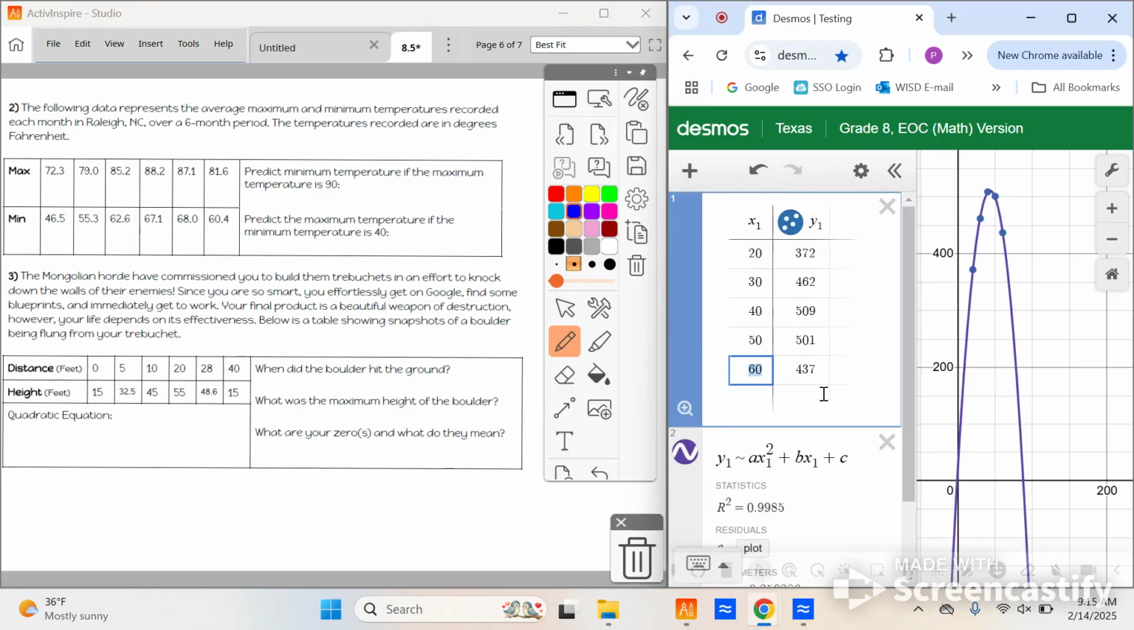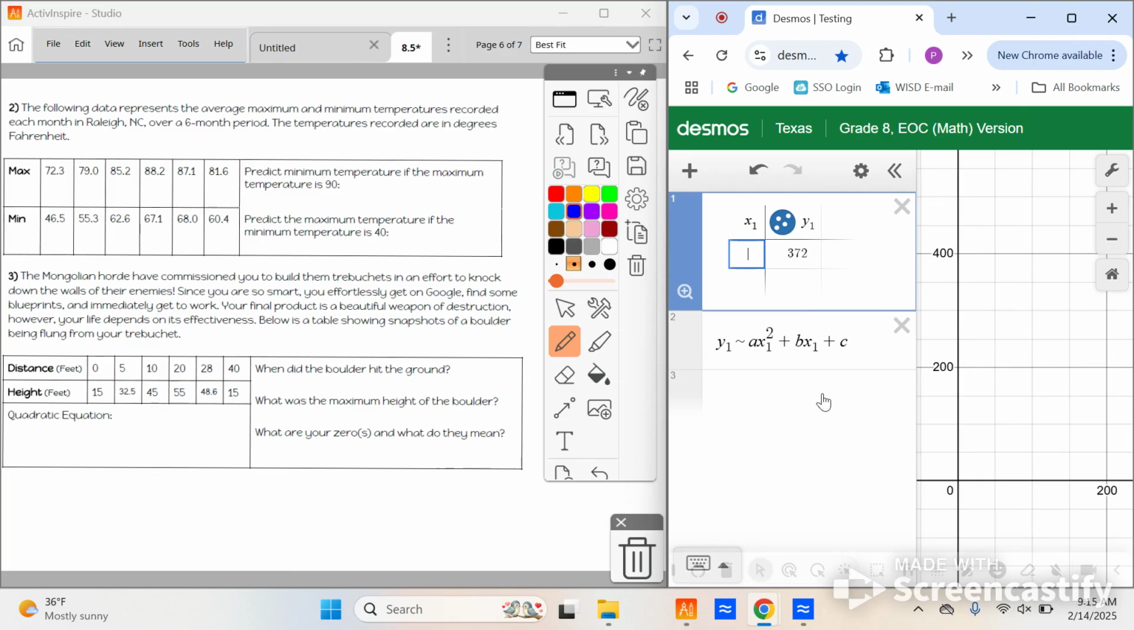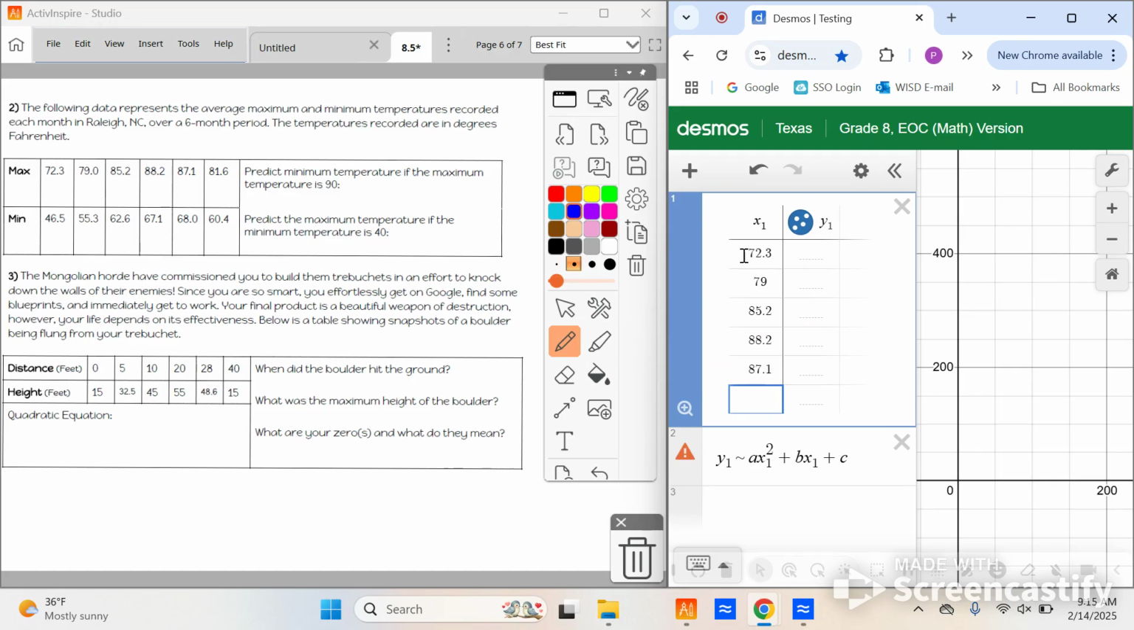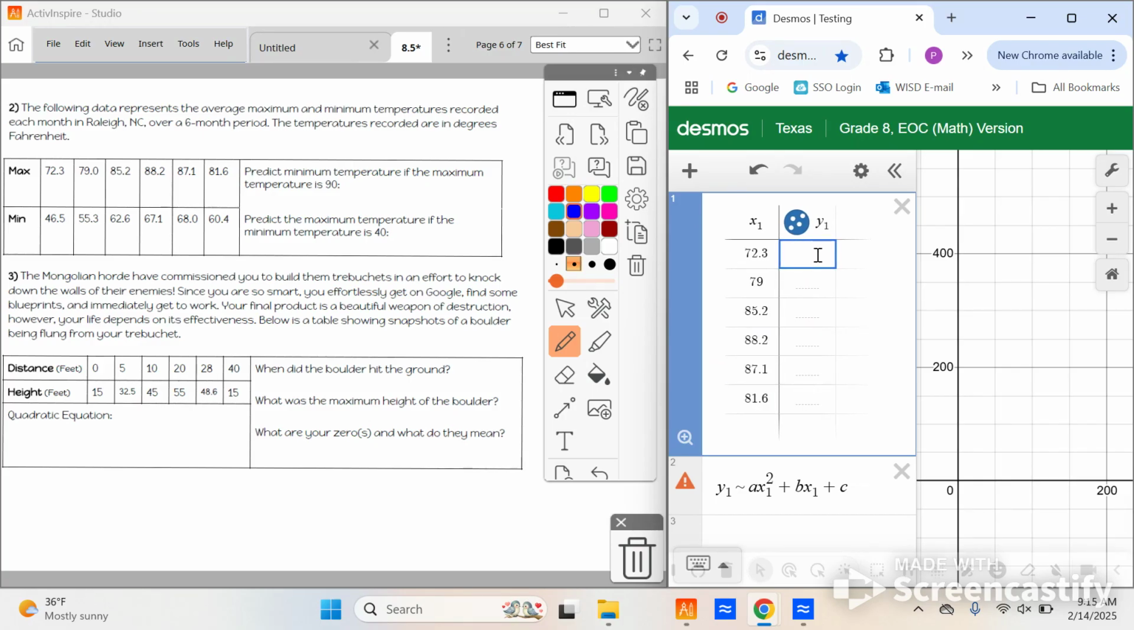And I'm just going to delete. Just saves a little time. And I'm going to put my x in as my maximum. So 72.3, 79, 85.2, 88.2, 87.1, and 81.6. And I'm going to put my minimum temperature in for y.